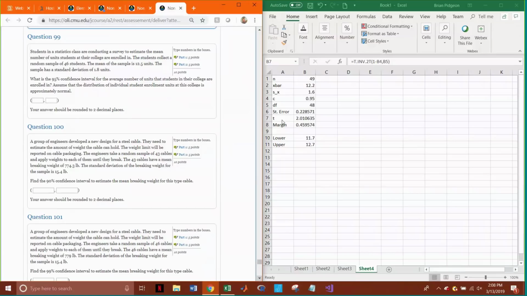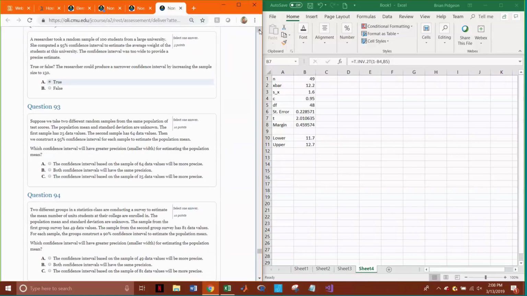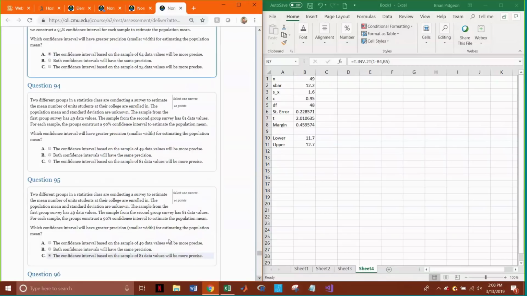Students in a statistics class, let me go back up to 94. That's bothering me. Why did none of these save? 93. The confidence interval based on a sample of 64 will be more precise. All right. The confidence interval based on 81 will be more precise. 81. Yeah, it's like literally not going to let me do both. I think there's a mistake. Whatever. All right.